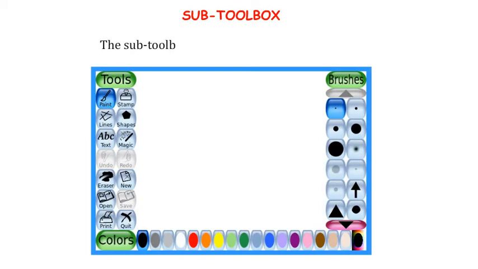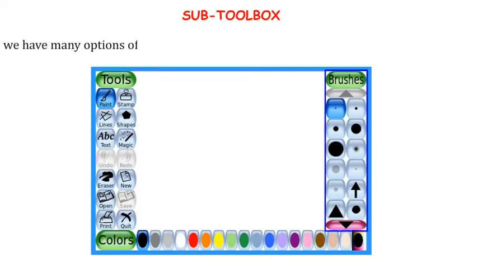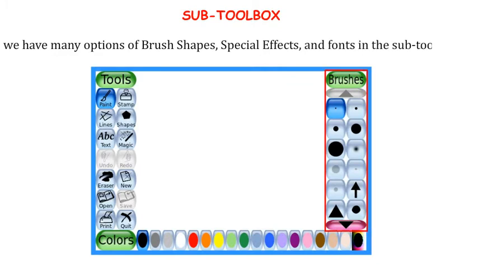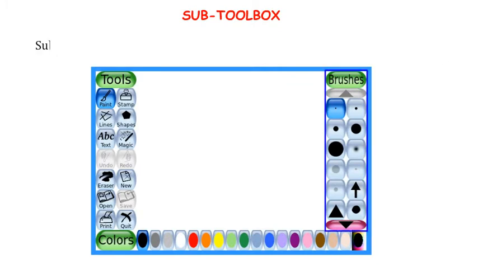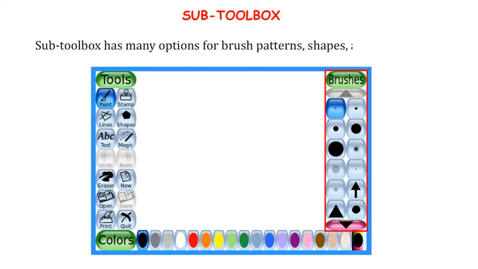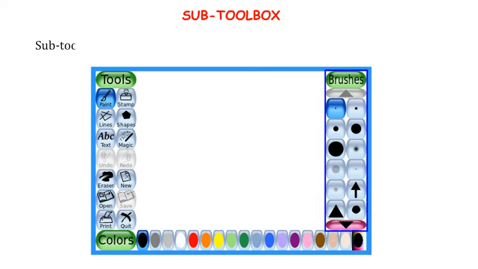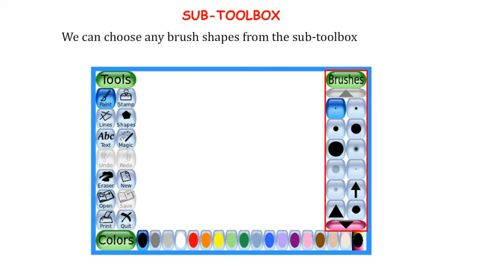Now let us talk about SUB-TOOLBOX. The SUB-TOOLBOX is a unique feature of Tux Paint. For every tool in Tux Paint, we have many options of brush shapes, special effects and fonts in the SUB-TOOLBOX. SUB-TOOLBOX has many options for brush patterns, shapes and font sizes. We can choose any brush shapes from the SUB-TOOLBOX present on the right-hand side.